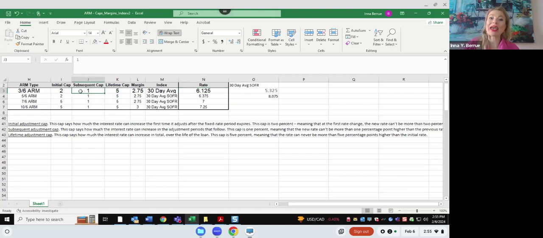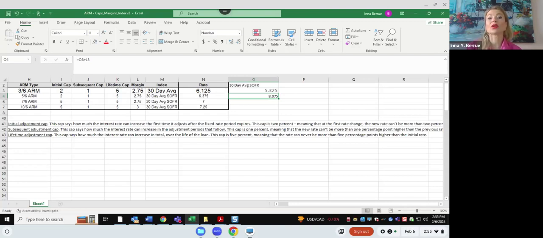Subsequent cap means every single time after that first change, your rate cannot be more than 1 point higher than the current rate that you have. So let's say, for example, here you have 8, and next time that calculation in 6 months is, let's say, 10%. You cannot do that. It can only be 9%, because it cannot be higher than 1% ever after that. So every single time after that, it cannot be more than 1% increase in rate.